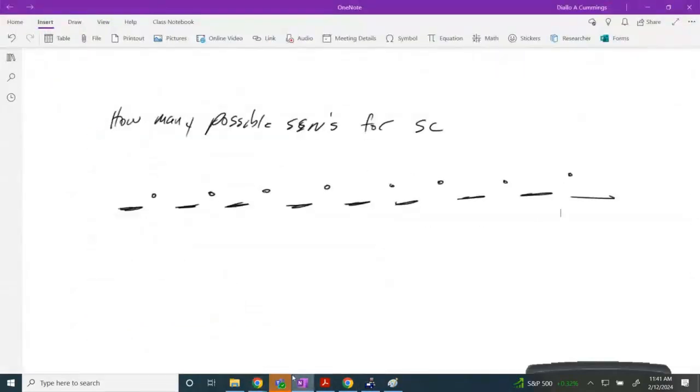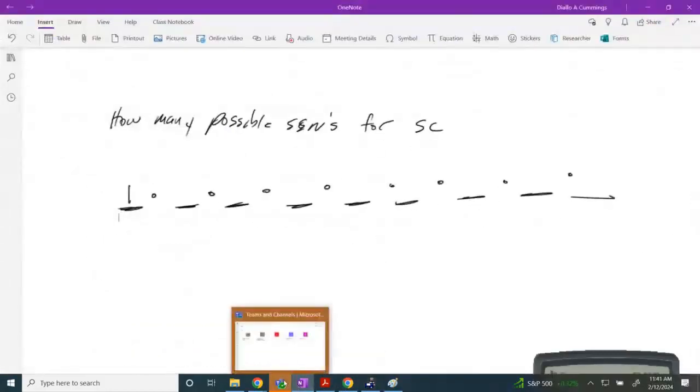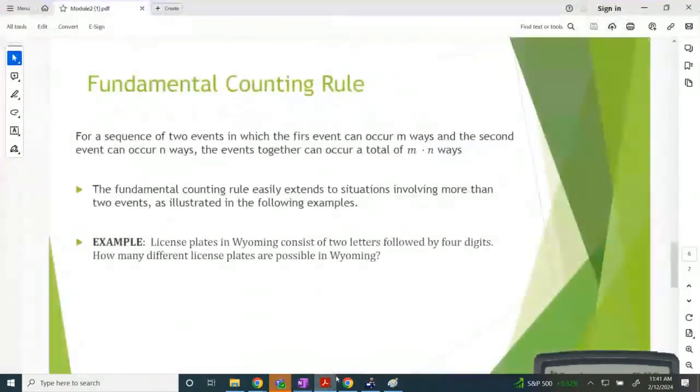So I'm going to go back to OneNote, and there is only one number I can use, which is a 2. The second number in a Social Security number for South Carolina can either be 4 or 5. So how many choices of numbers do I have for the second number? 2. It's either 4 or 5. What about the third number?